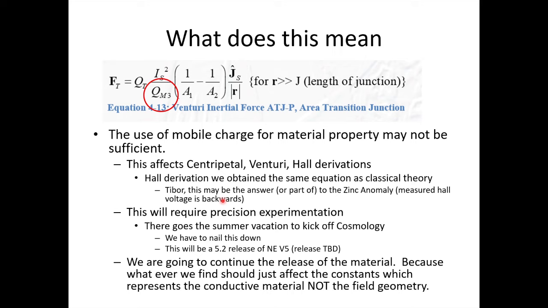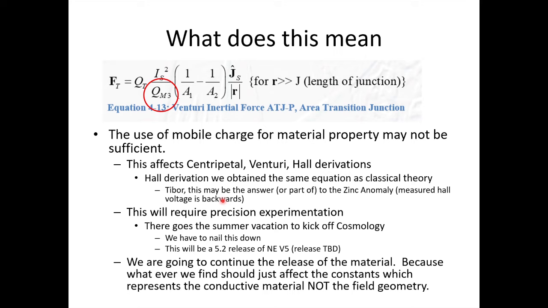Now, there's a lot of other things going on because zinc and copper, also known as how you make a battery, there could be other things going on, but I think this is all going to resolve together. So I think the zinc anomaly and the nichrome anomaly are going to be two halves of the same coin as we go forward. So this is going to require some precision experimentation. Okay, and there goes my summer vacation.